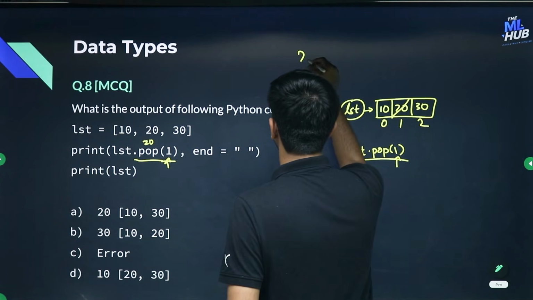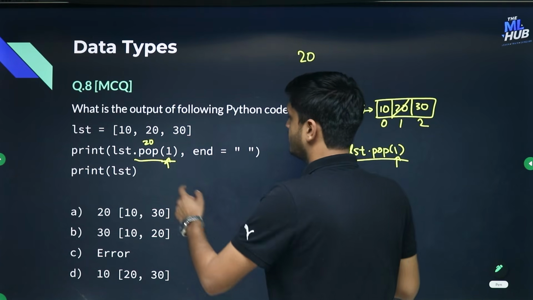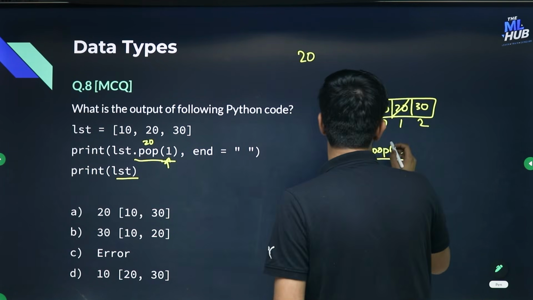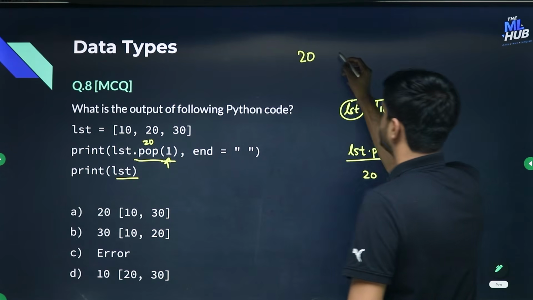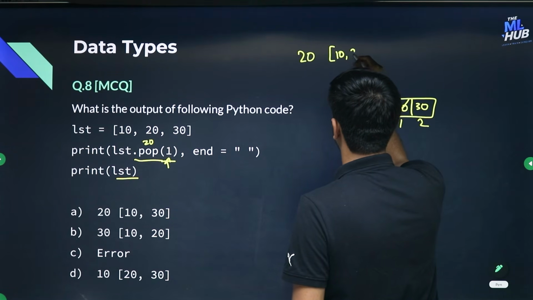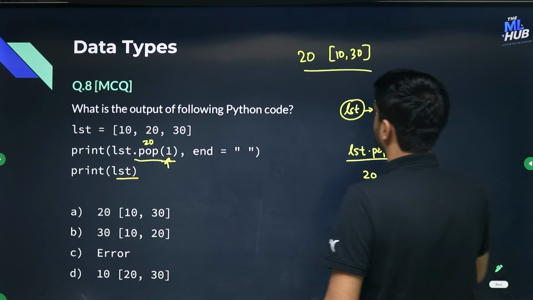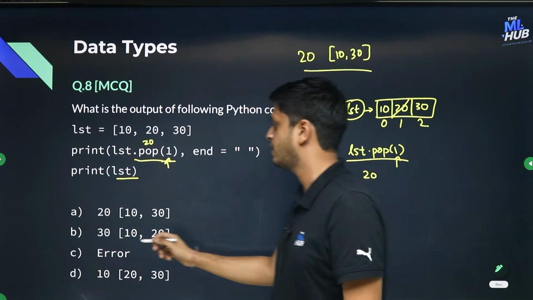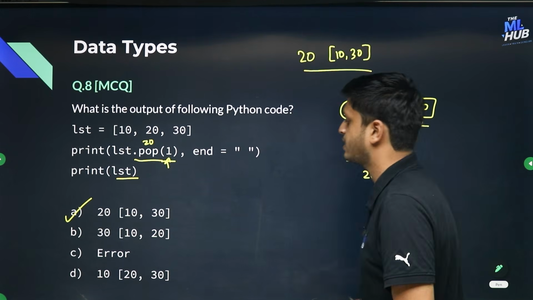So the output will be 20 and then you will have a space, and then you are printing the list after a space. So now the list contains elements 10 and 30. So 20 space 10 and 30. This will be the output. Okay. So 20 space 10 and 30, which is option A. So option A is correct here.